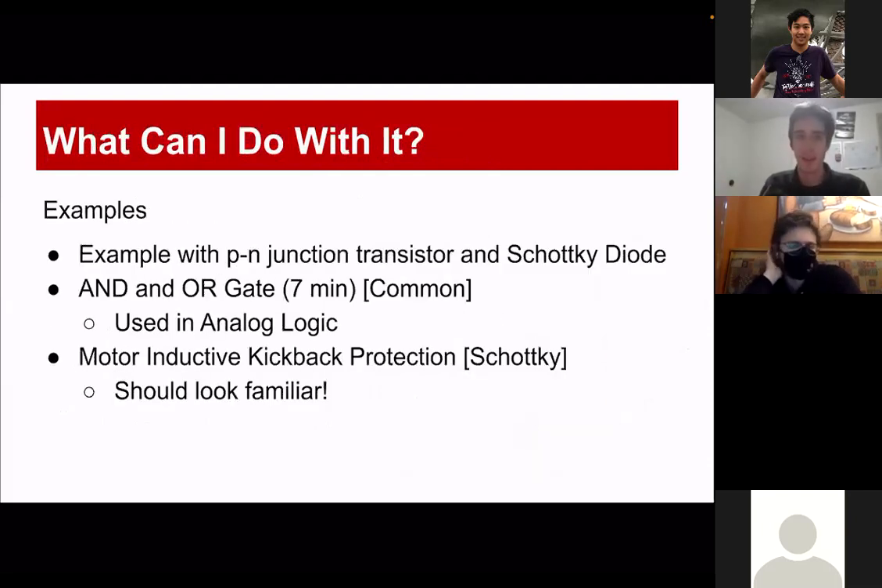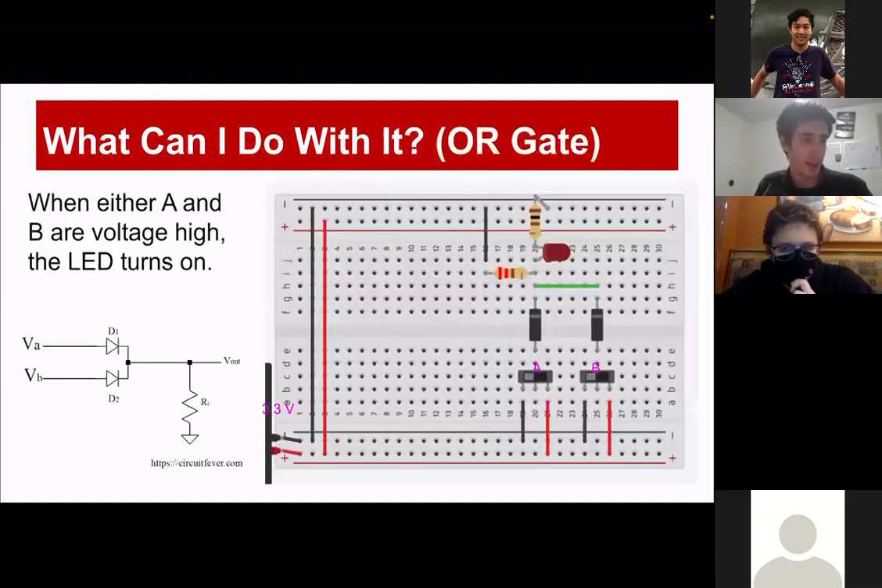So what can we do with it? There are a couple of examples. We'll be going over examples for the PN junction and for a Schottky diode, which is used essentially like a common diode. There's nothing special going on with the Schottky yet. So the one we'll take a few minutes to do are AND and OR gates. Two things that I thought you could do with a transistor, but you'd need two NAND gates. But you can do it directly with an AND and OR gate with diodes. And here is what that looks like.